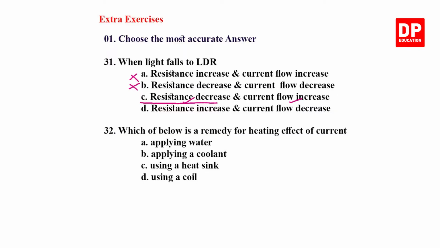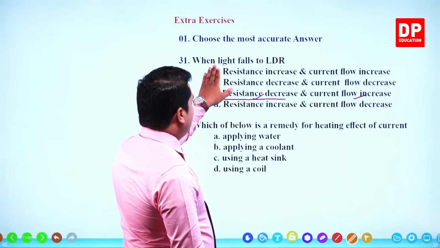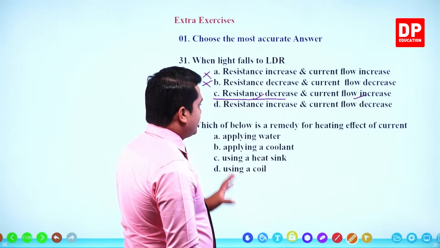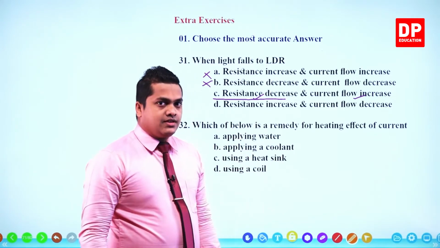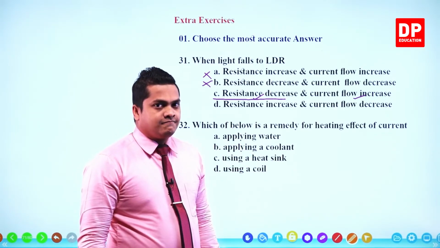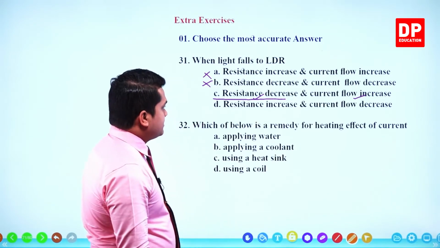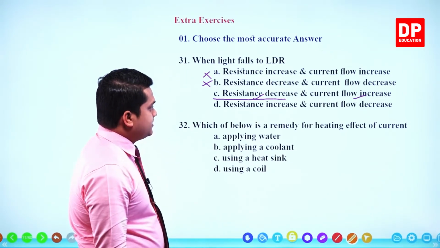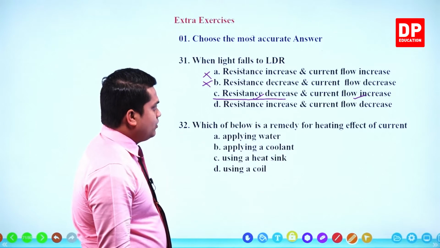In the next one, resistance increase and current flow decrease. This is correct, but however, when light falls, the resistance is not going to increase. Resistance is decreasing, right? So this is our answer. The third one is the answer: resistance decreases and the current flow increases.